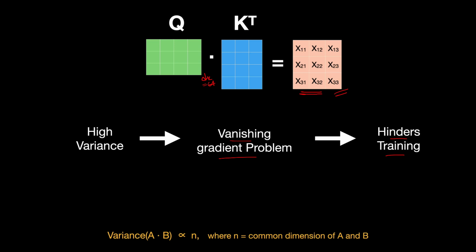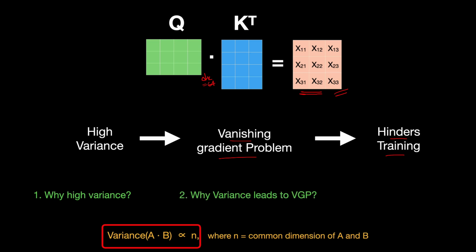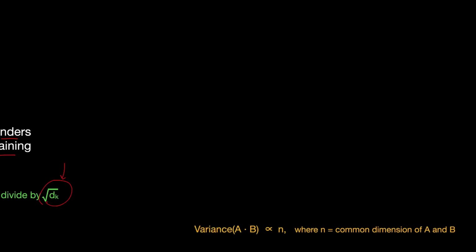So in this video, we will first look at the proof of this property in mathematics: why the variance increases with increase in the dimension of the vectors being multiplied. Then we will look at why high variance leads to vanishing gradient problem. And then we will see the exact reason why we divide by root of dk. Why only this number? So let's first start by diving deep into this property. Why the variance increases with the increase in the dimensions of the vectors being multiplied.